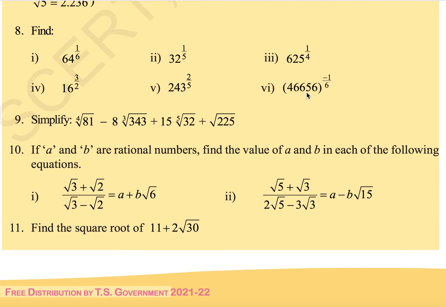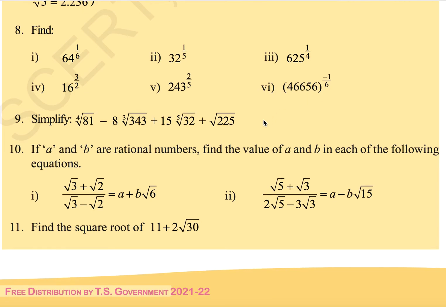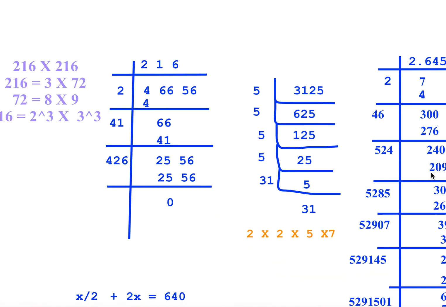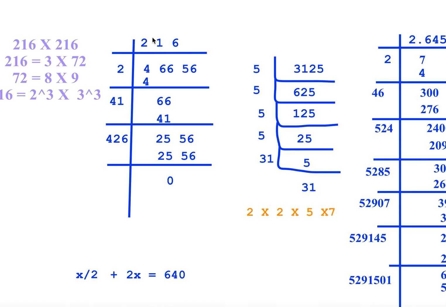So 1 by 6 is the answer. How did I get to know that? 46656. 216 into 216. See, 46656 we did, square root 216 into 216. So nothing but 216 equal to 3 into 72. 72 is 8 into 9. So 216 can be written as 2 cube into 3 cube.